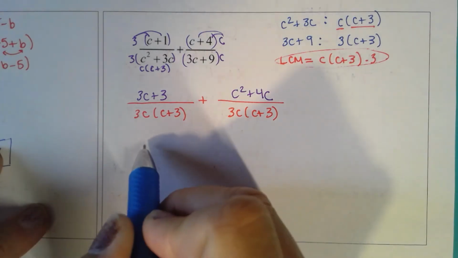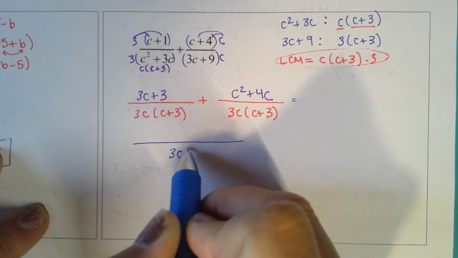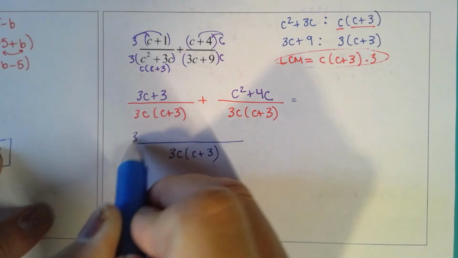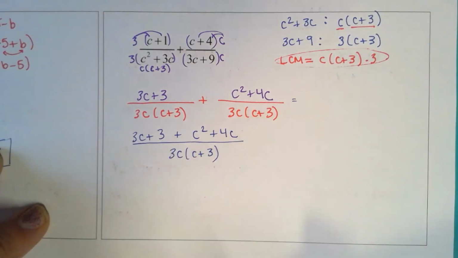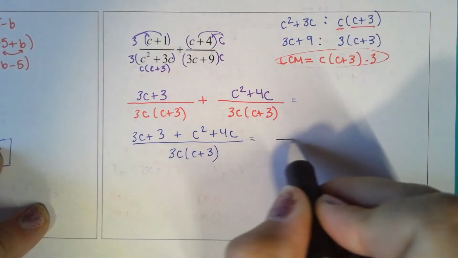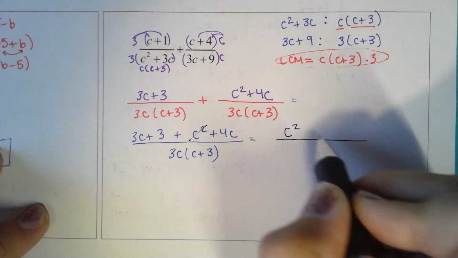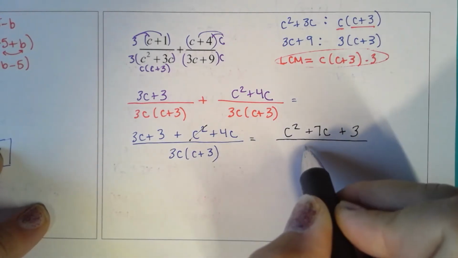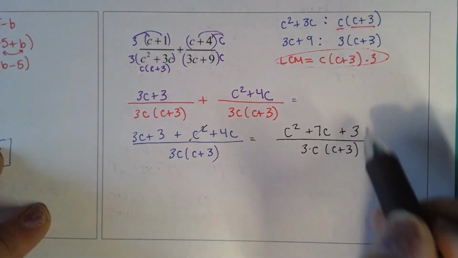So my denominators match. My denominator is 3c times c plus 3, and I'm adding. So I have 3c plus 3 plus c squared plus 4c. Woo! Let's clean that up. Let's combine some like terms in the top there. I'm going to reorder. So I start with my c squared. I have a total of 7c, and then I've got a plus 3. And my denominator stays exactly the same.